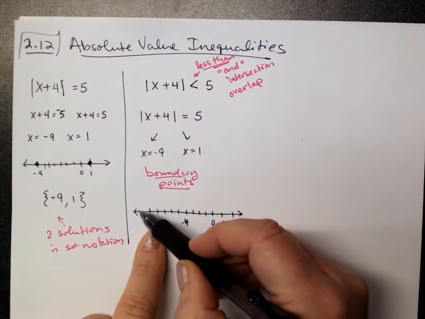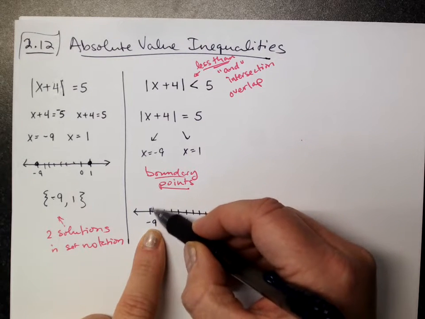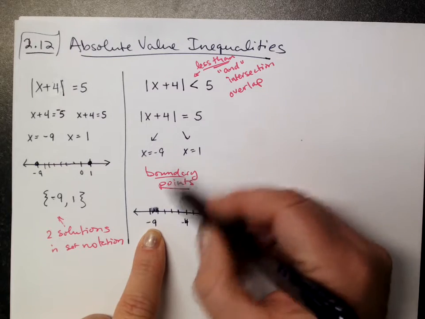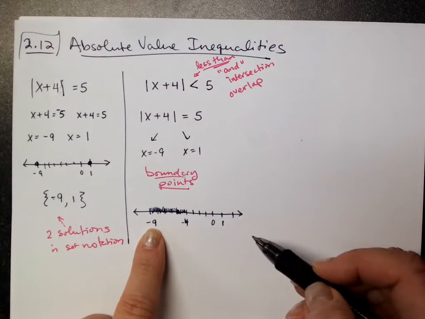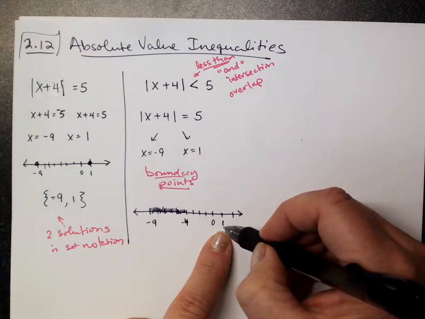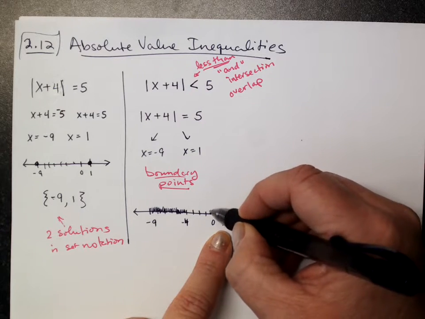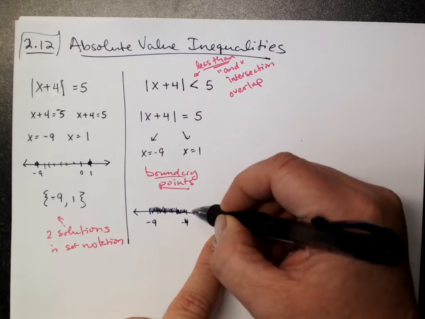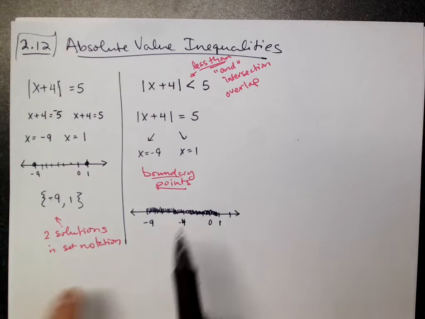So would I go to negative 10 or would I go to negative 8? Yes, I'm finding all those things that are less than 5 units away from my anchor point, and less than 5 units away from 1. So that would be this way. All of these things right here are less than 5 units away. That's like our overlap. Okay?